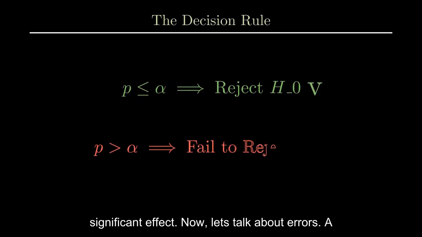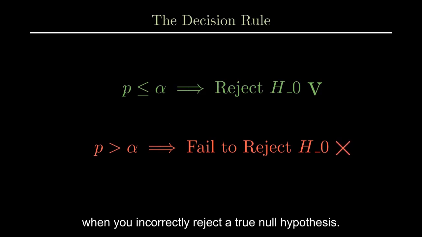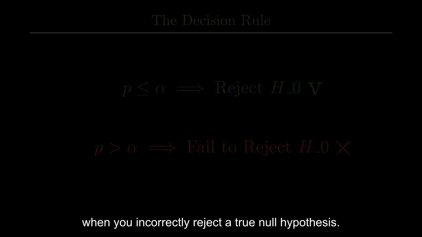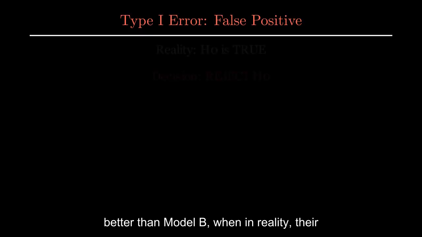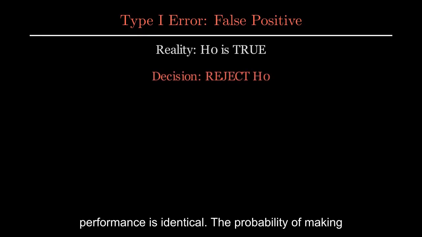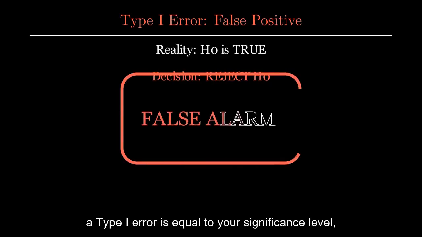Now, let's talk about errors. A type 1 error, also known as a false positive, occurs when you incorrectly reject a true null hypothesis. Imagine concluding that Model A is significantly better than Model B, when in reality, their performance is identical. The probability of making a type 1 error is equal to your significance level, alpha.